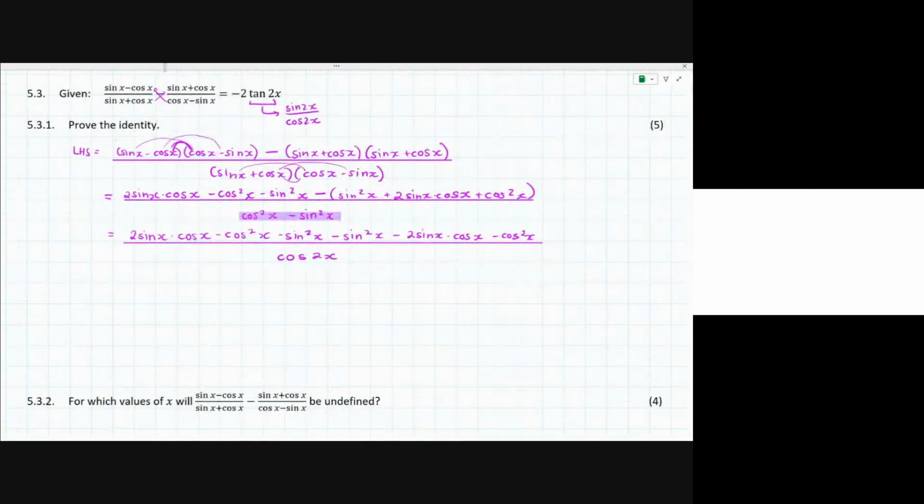All right, so in our numerator, let's get rid of some nonsense. 2 sine x cos x minus 2 sine x cos x, gone. Don't want it anymore. I then have this beautiful situation going on up here where I've got minus 2 cos squared x minus 2 sine squared x all over cos 2x. And now we need to simplify further.